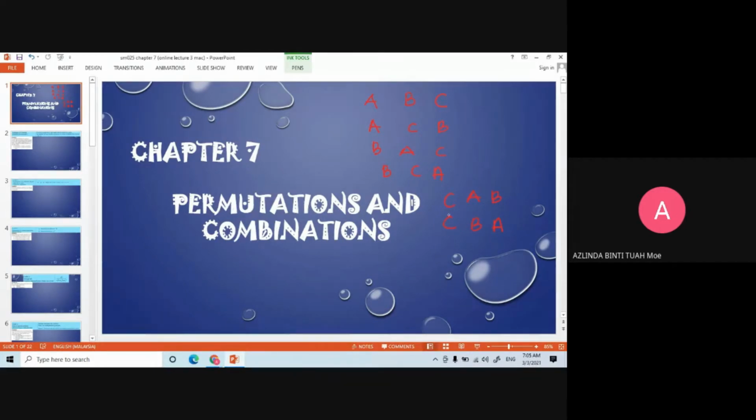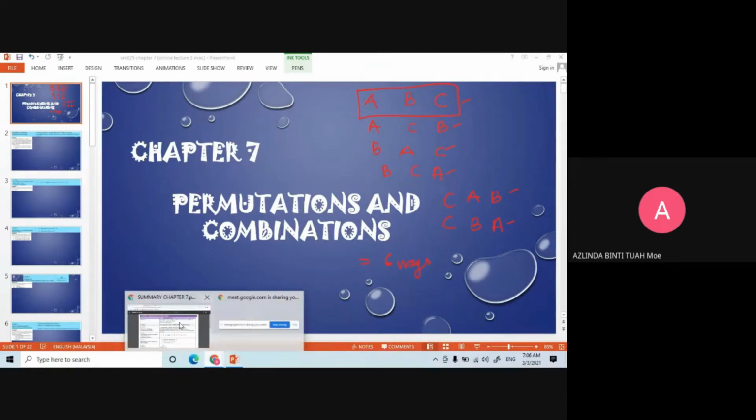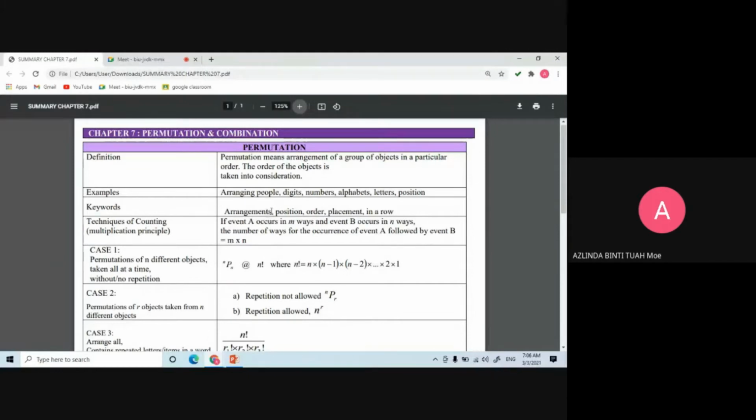Ini permutation. Inilah arrangement yang kamu nak buat dan kamu nak kira. So soalan dia akan tanya, how many ways can you get from the arrangement of these 3 letters? How many? Berapa banyak arrangement yang kamu boleh buat dengan menggunakan hanya 3 huruf ini? Kalau ikutkan kita ada 1, 2, 3, 4, 5, 6. So jawapan dia 6 ways of arrangements. Tu maksudnya kita nak susun. Itulah dia punya permutation. Okay, the keyword that we can get from the question, arrangements, position, order, placement, in a row, in a line.